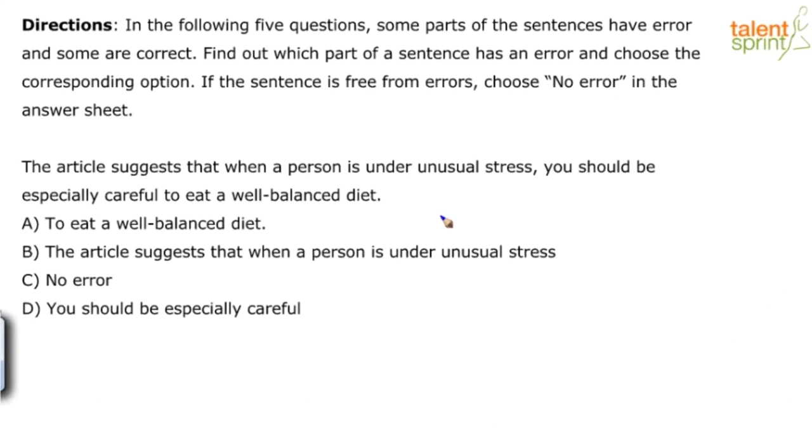So where do you think the error is? Or if there is an error at all? So why is there an error? So the article is suggesting that when a person, right? Which means they are referring to some person, one person, exactly, right? So because they are referring to one such person and not anybody specific, you can't say you should be especially careful. That's misleading. So it should be one should be, correct, right? So having said that, the error is in part D.